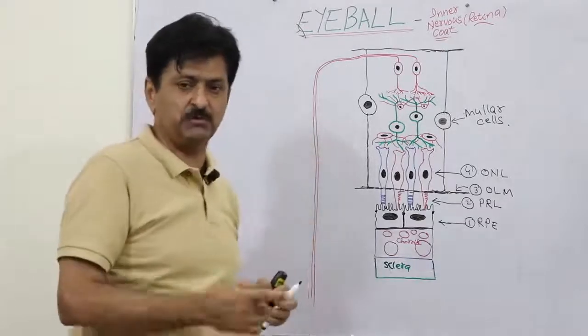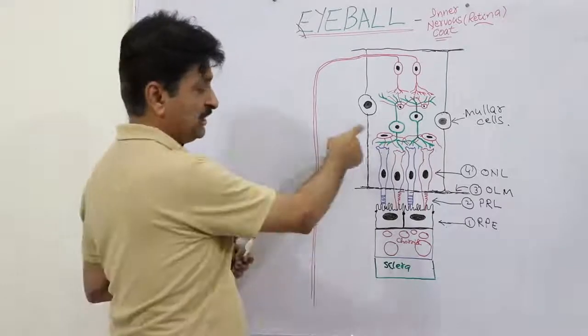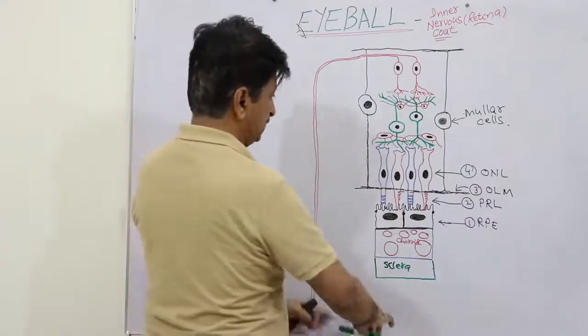So here comes the first example of the bipolar first order neurons which are lying within the retina. These are the bipolar cells. You can see these bipolar cells.